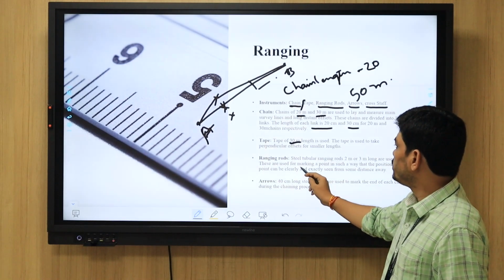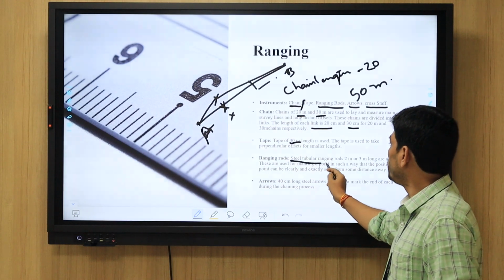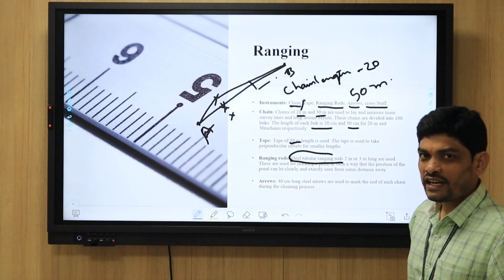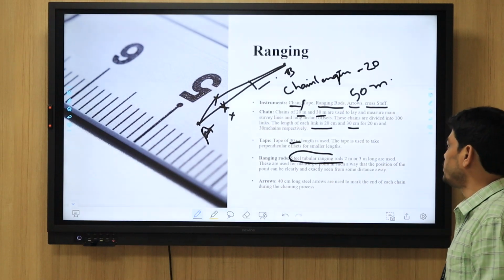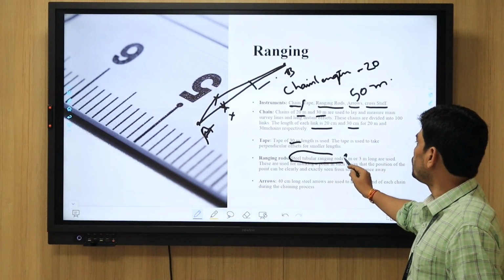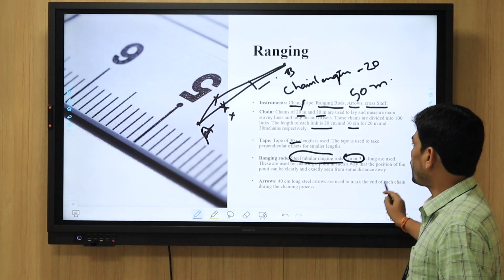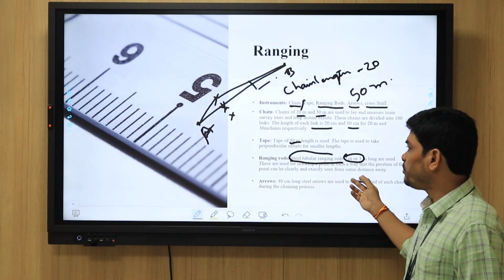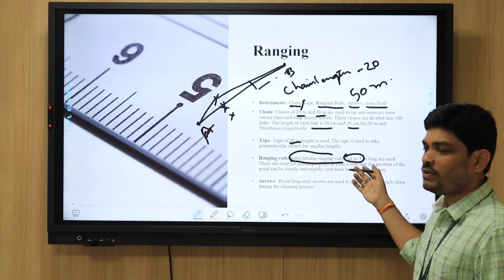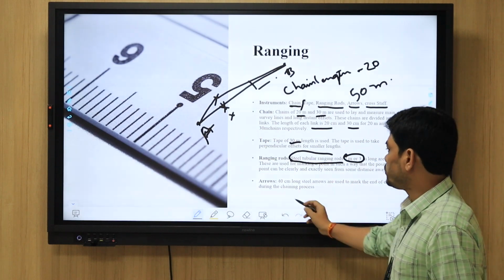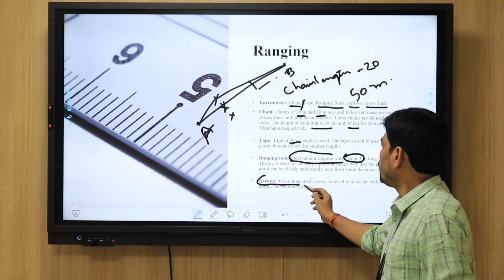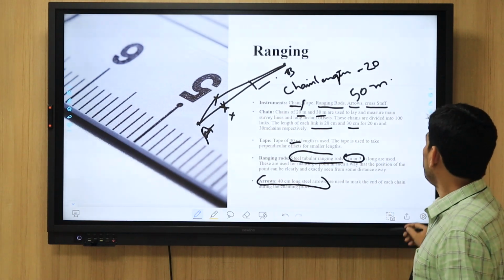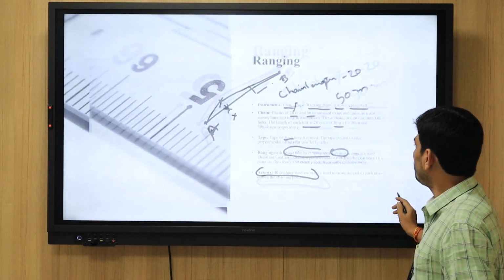Ranging rods. Ranging rods are steel tubular materials having colors like red and white in alternate bands. Their height will be 2 to 3 meters. With the help of these ranging rods only we are going to measure the 50 meters length. And the arrows: 40 centimeters long steel arrows are used to mark on the ground. Okay, these are the things required.